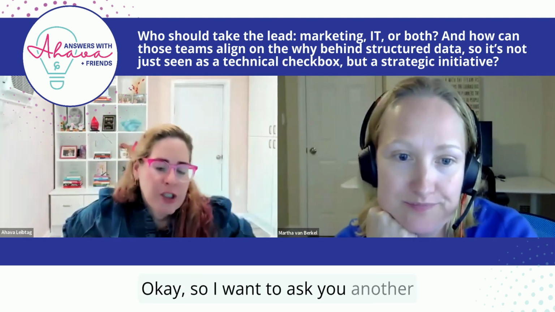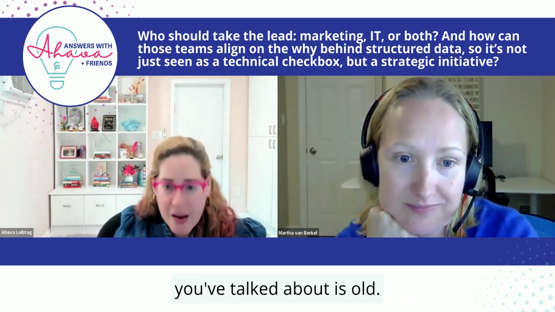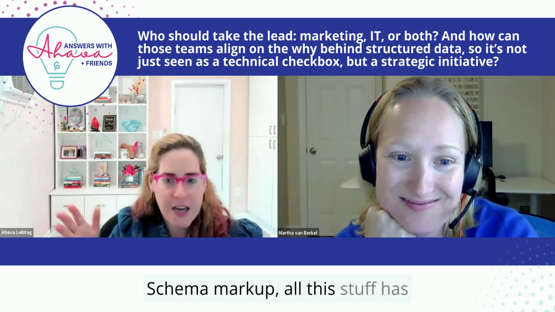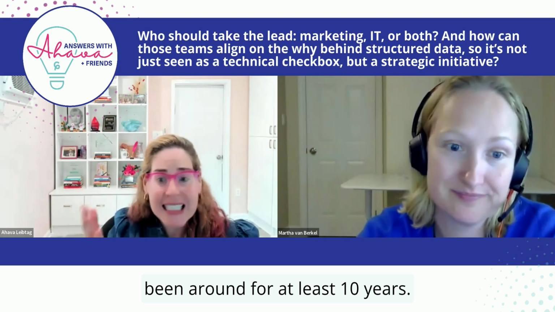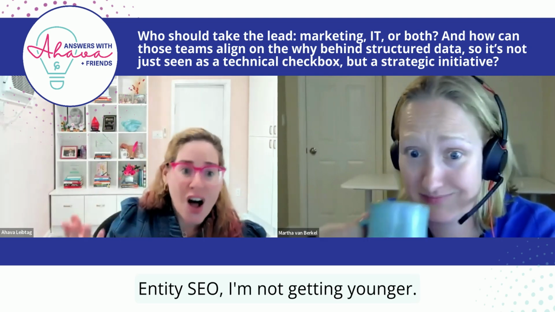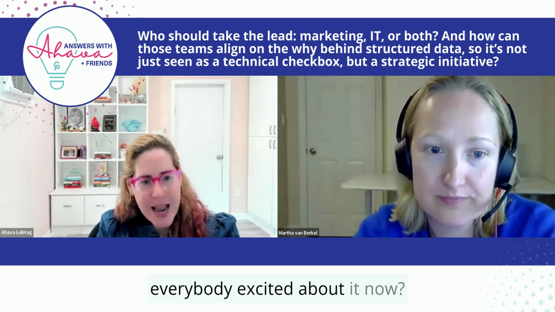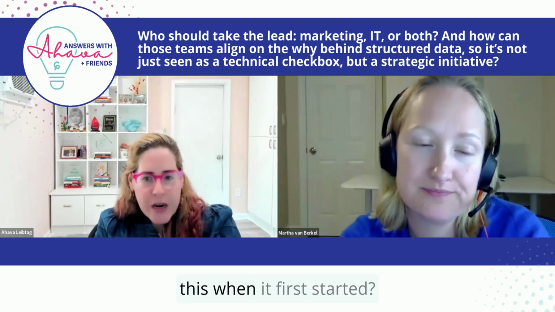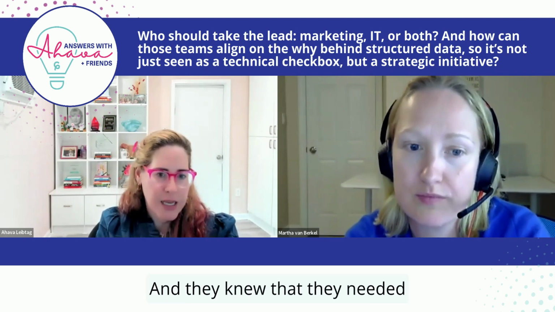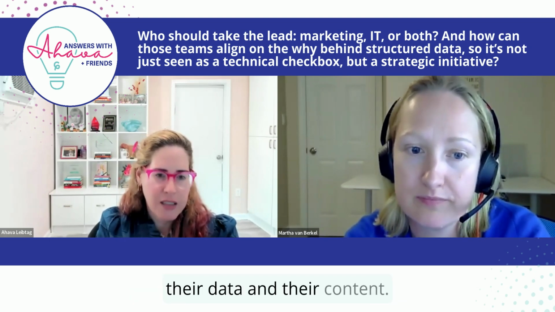Okay. So I want to ask you another question, because everything you've talked about is old. Every single thing, schema markup, all this stuff, has been around for at least a while. Entity SEO, years. I'm not getting younger. Why all of a sudden is everybody excited about it now? Why didn't they do this when it first started and they knew that they needed to make these clarifications between their data and their content?